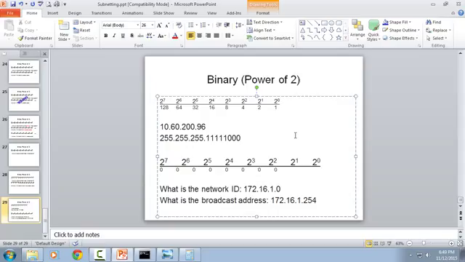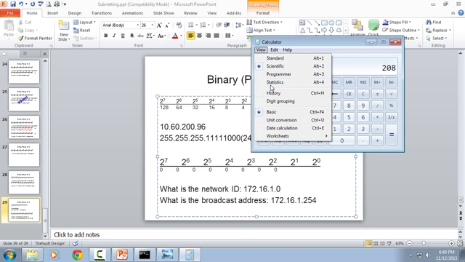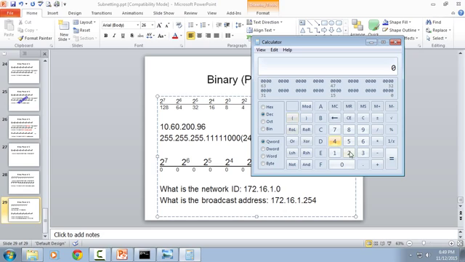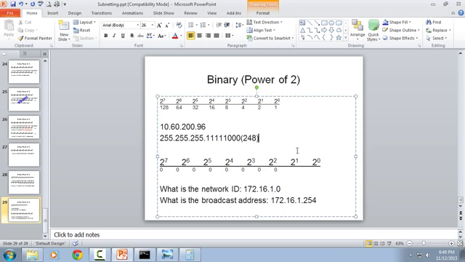So what is the range now? How many zeros are there? 3. So 2 to the third is 8, so my range is 8. So the valid numbers are 0 to 7. Don't do 0 to 8. It's not. 8 starts the next range. Okay? 8 to 15, so on and so forth.